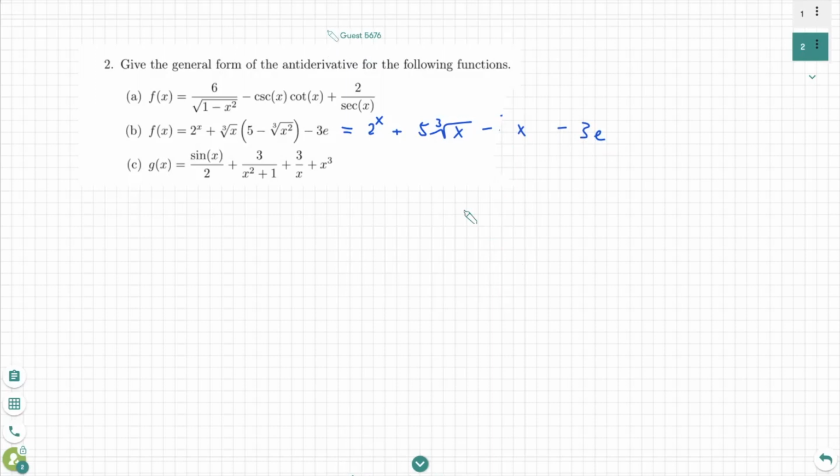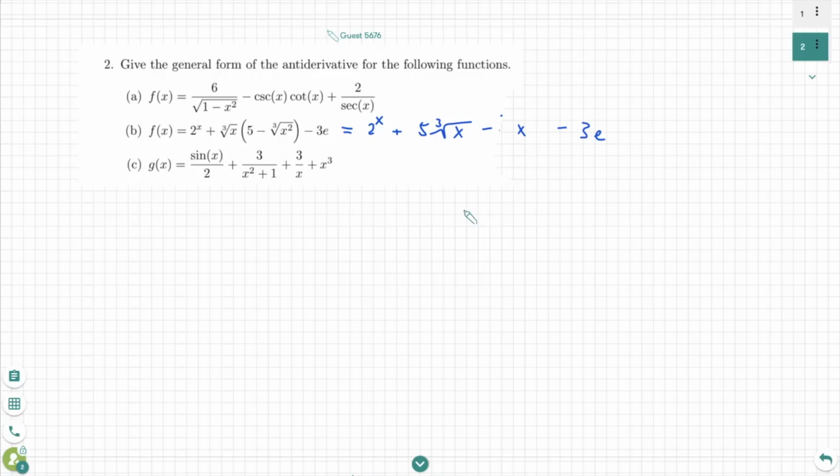So the antiderivative of 2 to the x would be what gets us to 2 to the x as its derivative. So what do you think? The derivative of n to the x is ln of n times n to the x, right? Yeah. So would the antiderivative be n to the x over ln of n? Since it's the opposite. Okay.